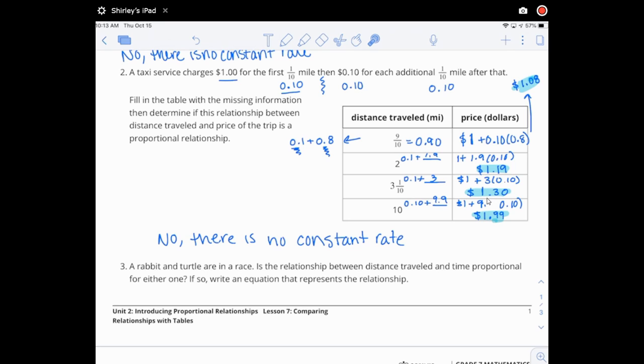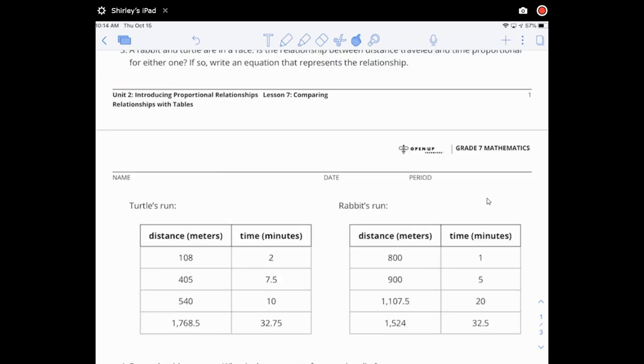Okay. I can also think about it this way. Anytime I have that extra piece being added on, it causes me not to be proportional. The fact that I'm adding this $1 every single time makes it not proportional. If you think about what we did in class, when we added that $6 for the bus ride, not proportional. There's no constant rate. I'm going to come down here and also answer question number 3.